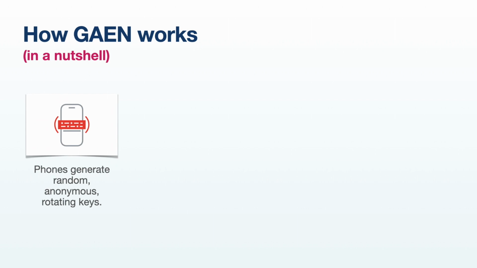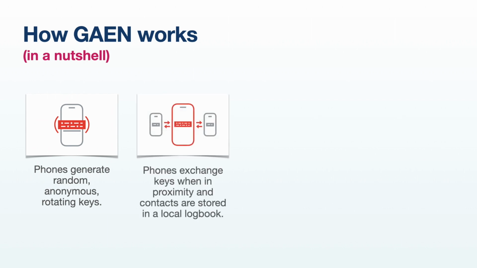These phones then generate these keys and they share them with other phones that they come into contact with in a certain proximity. They basically write down these keys in a sort of local logbook, and in that way you can know which keys you came into contact with, not necessarily which person, because those keys are anonymous and cannot be traced back to a specific user.